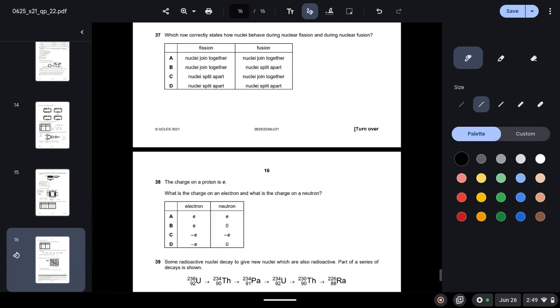Question 37. Which row correctly states how nuclei behave during nuclear fission and during nuclear fusion? So we know that during fission the nuclei split apart, and during fusion the nuclei come together and join together. So C.